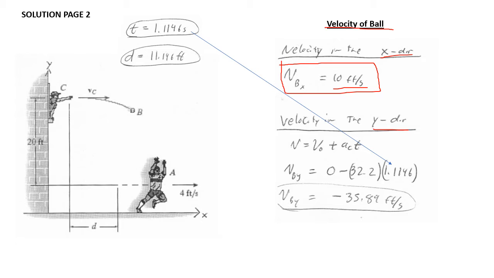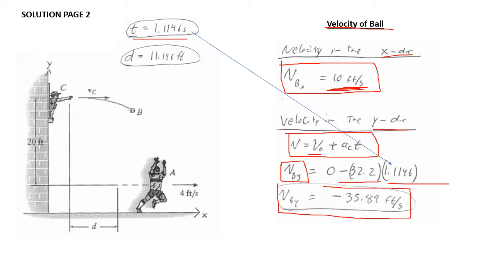The velocity in the y direction is going to be based upon this kinematic relationship, where v is equal to v naught plus at. So v is your v sub b y, the velocity of the ball in the y direction. This is equal to our initial velocity in the y direction, which is 0, since it only has an x direction component to begin with, plus our a t, which according to our chosen coordinate system is negative, going in the negative y direction, 32.2, times our time value that we solved for on the previous page, so we can plug that in down here. When we do that, we find that the y component of the velocity of the ball is equal to negative 35.89 feet per second.